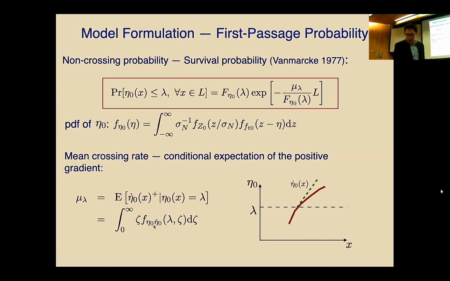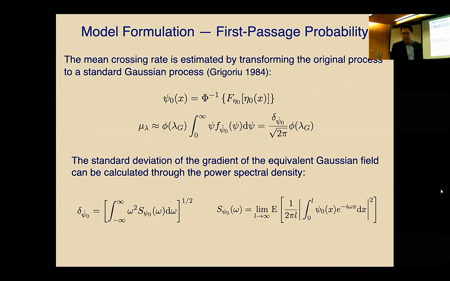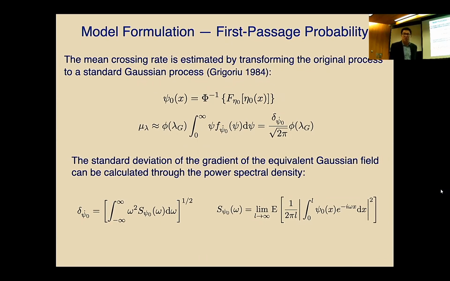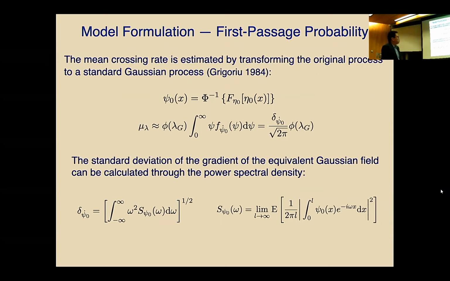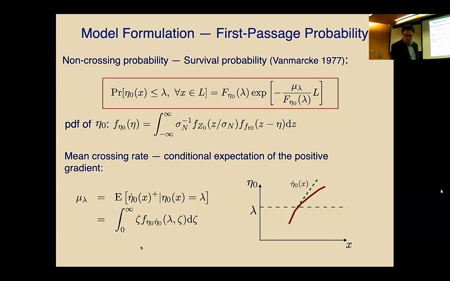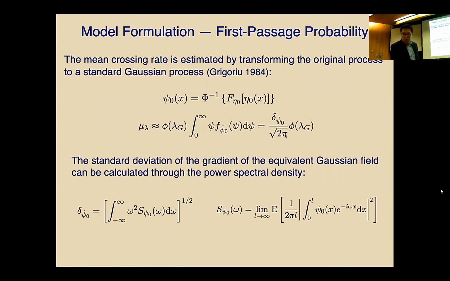So by knowing this, what we do is that we know that eta 0 may not be a Gaussian. So we transform it to a Gaussian process first. By Gregorius's work, we can transform eta 0 to an equivalent Gaussian process. Once we change to the Gaussian process, then this joint PDF can be decomposed, and you can get an analytical solution of that.